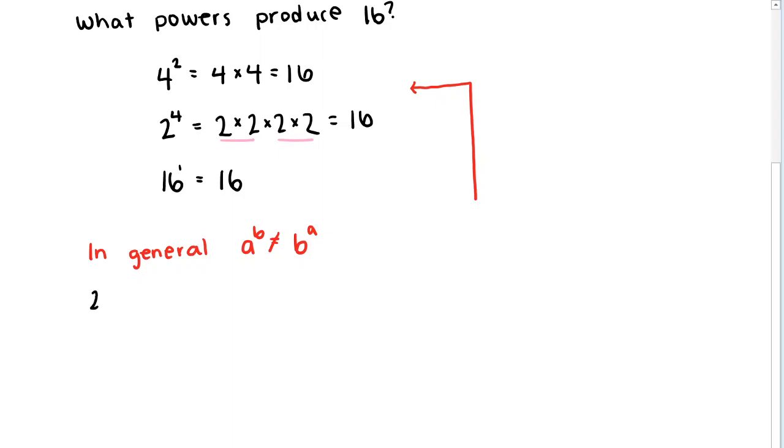If I have 2 to the power 5, we saw in a previous example that was equal to 32. Now if I try and reverse this and write this as 5 to the power 2, well, this is 5 times 5, which is 25. That's not equal to 32. And so in general, when we switch the base and the exponent, we don't get the same result.